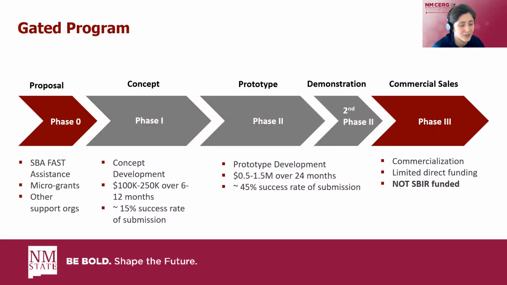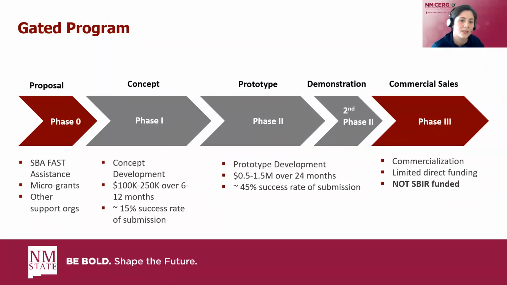Phase 0 is also an opportunity to connect with your state's FAST awardees. We have a lot of resources in addition to micro grants and have connections to support organizations that can really be used to take your proposal and bring it up to that higher level, to help you make a really, really strong proposal.